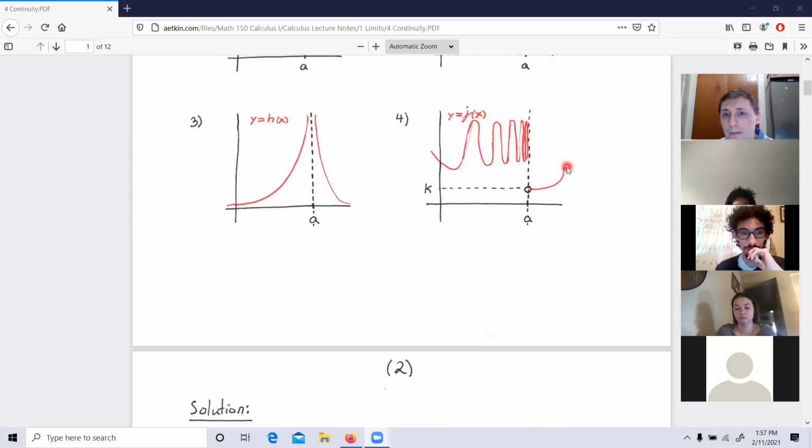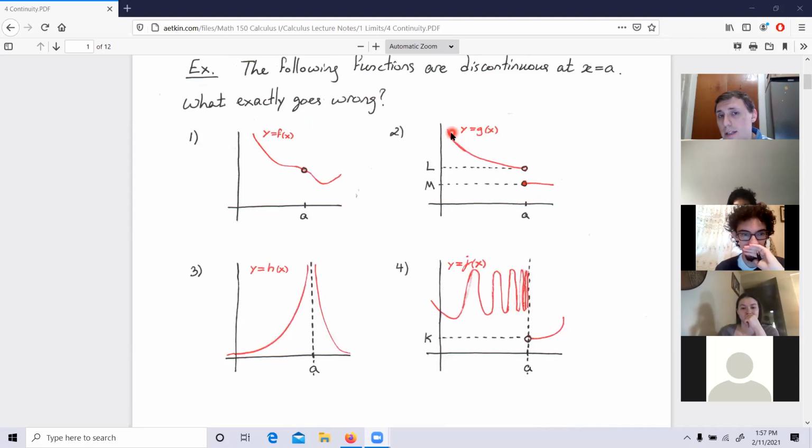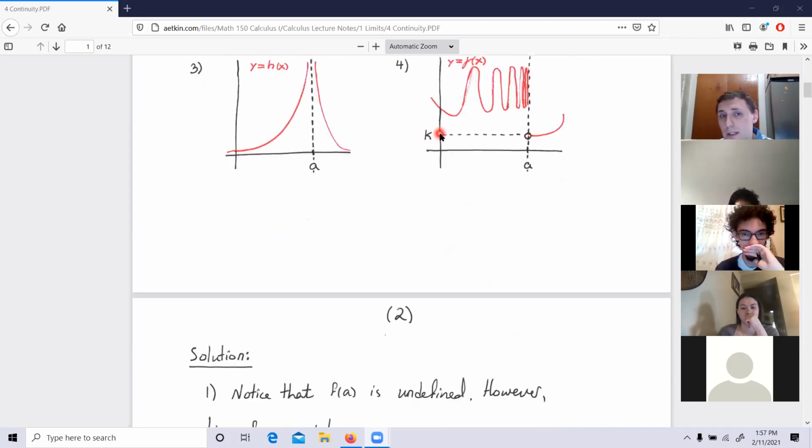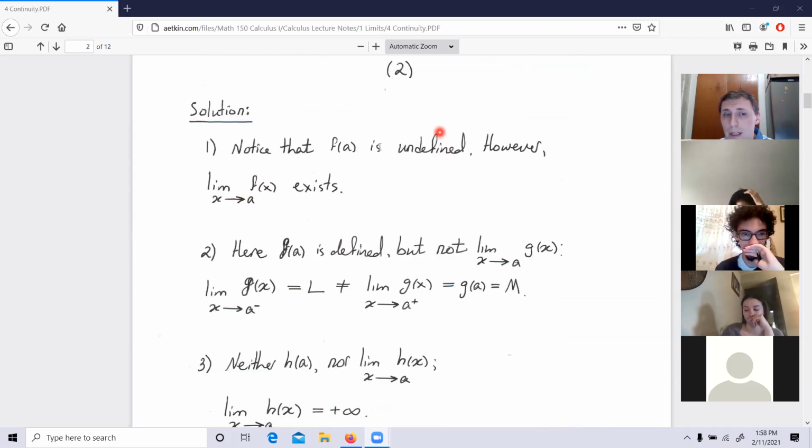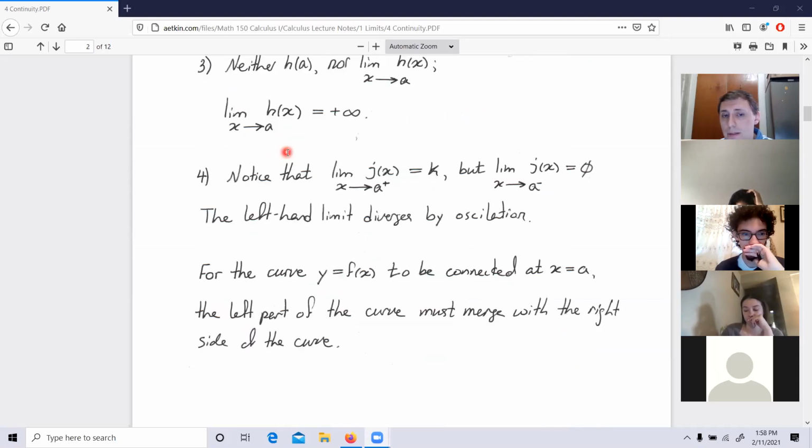So what happens here, guys? Here we have a nice limit as we go to a from the right, we get the number K, but as we walk on the left, we oscillate forever. So here the left-hand limit diverges by oscillation. In all those cases, I can see that the limit does not exist, correct? And here, I just described those same things.